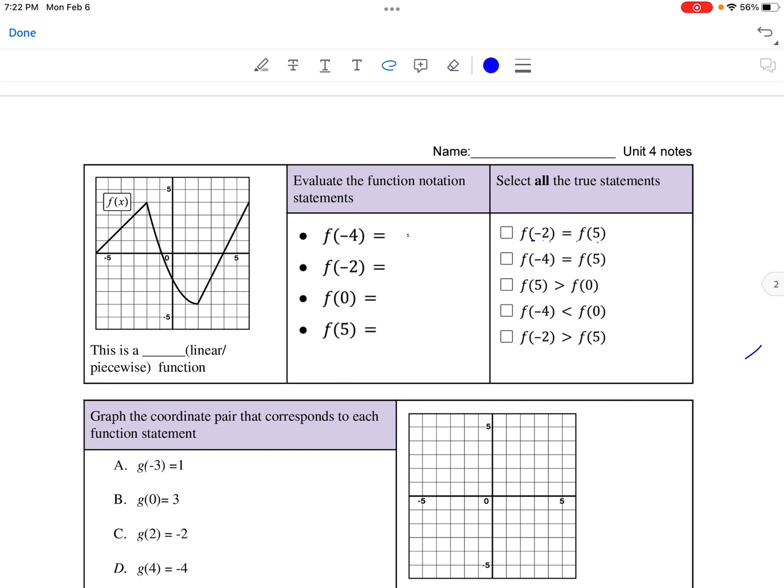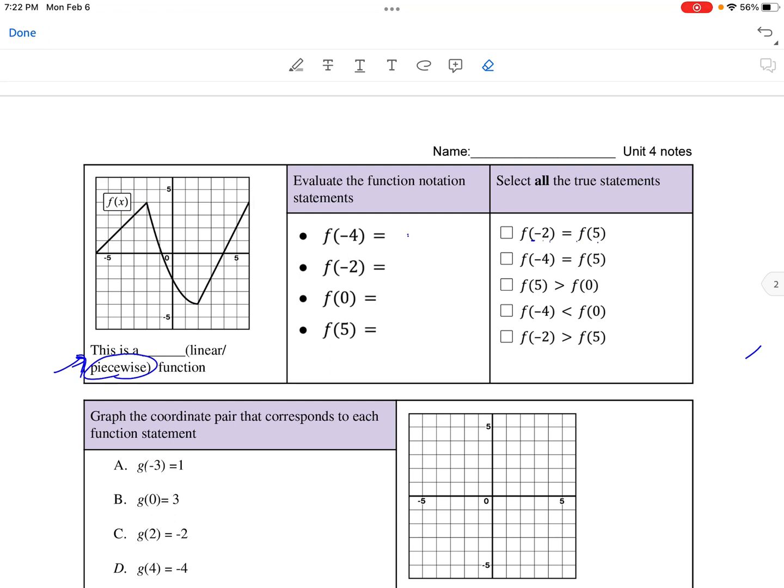Okay, so the first thing, we're now looking at a new function called f of x. And you have to determine, is this a linear or a piecewise function? So, what do you think it is? If you said piecewise, you're correct. This comes in 3 different pieces in this case, right? Each of these 3 parts would have its own function rule.